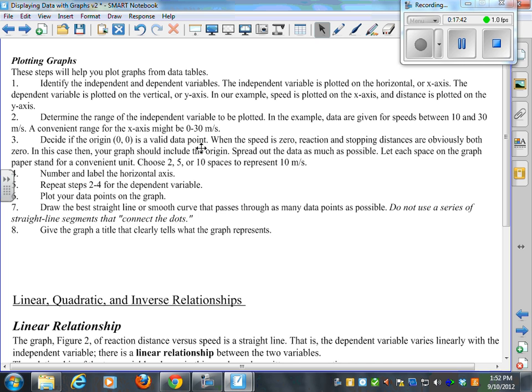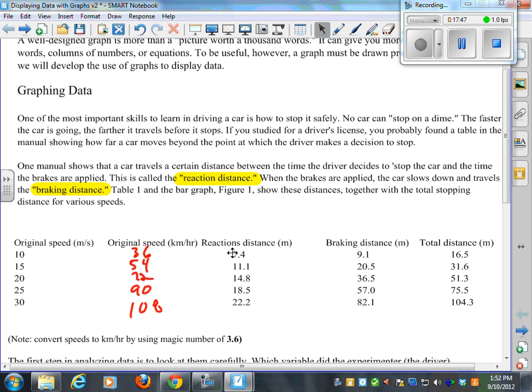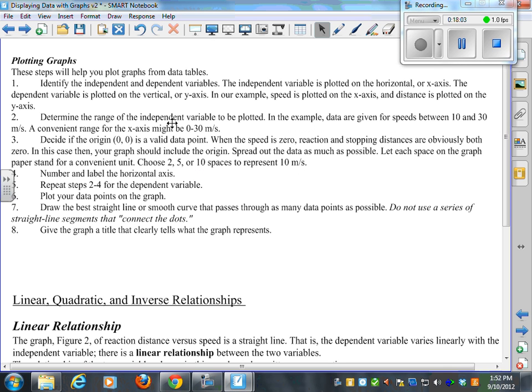So let's go back to our data. If you're driving a car and your speed is 0, would you have a reaction distance of 0? Yeah. You're sitting there in your car, you're in park, what's the reaction distance? 0, you're already stopped. Absolutely, 0, 0 is completely valid. Should you include it in your graph? Yeah, we should. Okay, so 0, 0 should be on there, even if it's not part of your data set. When the speed is 0, reaction and stopping distances are obviously both 0. In this case, then your graph should include the origin. Now, spread out the data as much as possible.